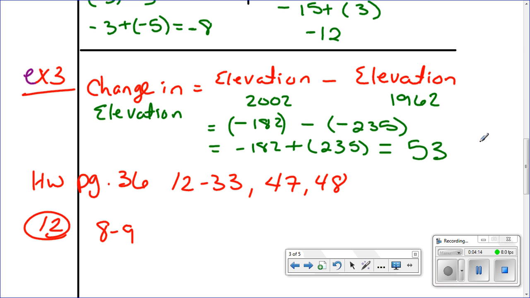So our homework is page 36, 12 through 33, 47, and 48. Starting with number 12, it says find the difference, 8 minus 9. We can say 8 plus a negative 9, a positive and a negative. So we're going to subtract, 9 minus 8 is 1. 9 is the bigger number, so our answer will have to be negative.